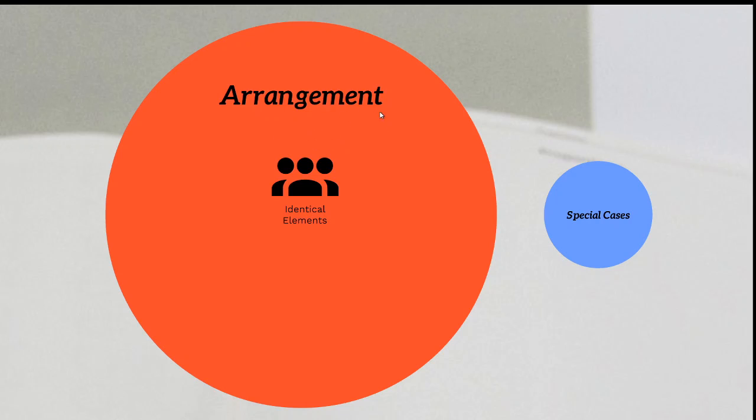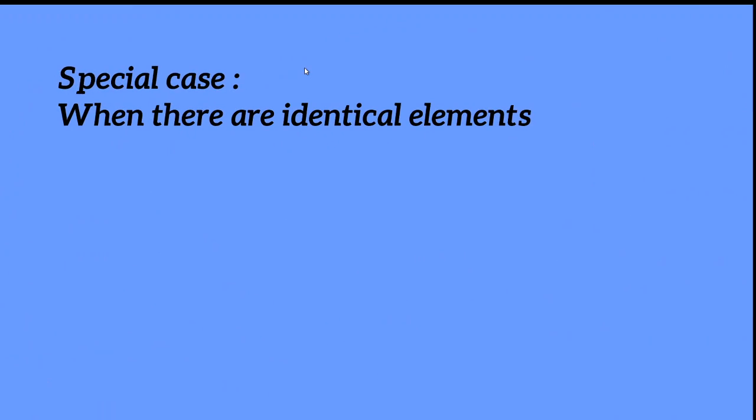Sir, how does that affect it? Let us see. So now we are going to look at special cases. Special case number 1, when there are identical elements, for example, Raja. See, I have put each letter in different colors just to make you understand. Now this is the spelling of Raja, R-A-J.